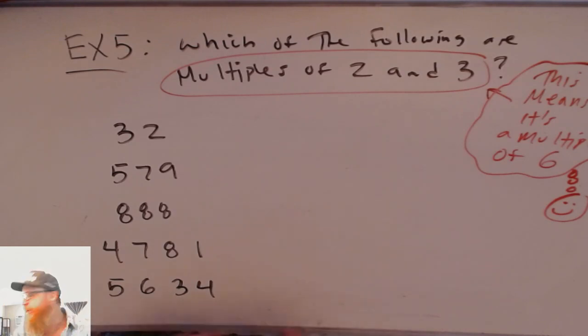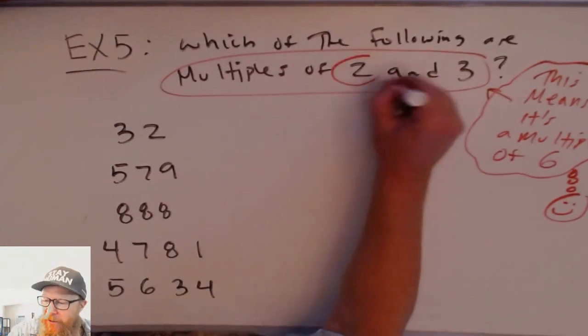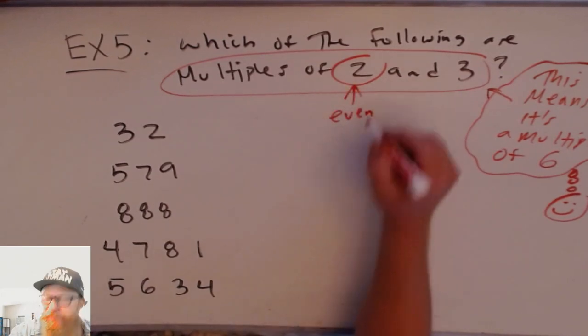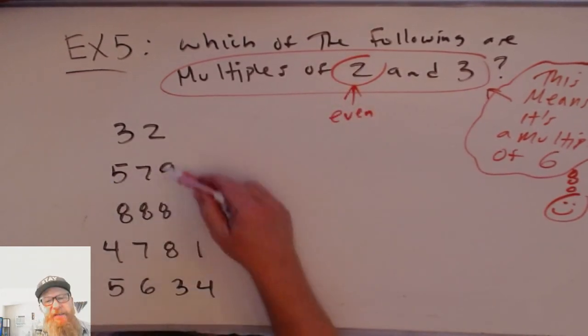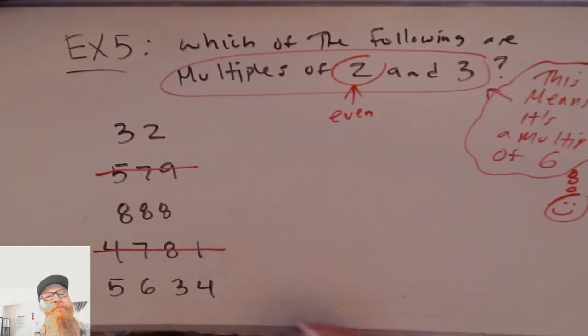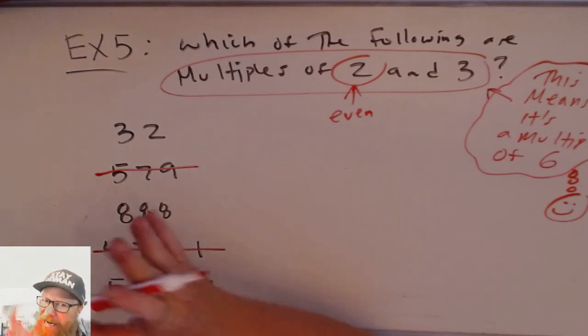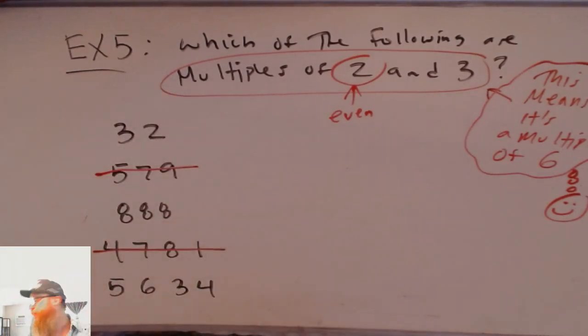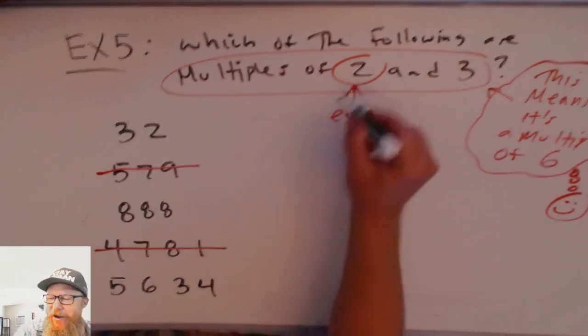All right, first thing we should do. Remember, to be a multiple of 2, you have to be even. So any of these numbers that are not even, I can just cross them out right now. They don't even deserve to get the test, right? If you're not even, you don't even get into the game. You definitely can't take the test. So the only ones we're going to consider are the ones that have potential, the ones that are even.